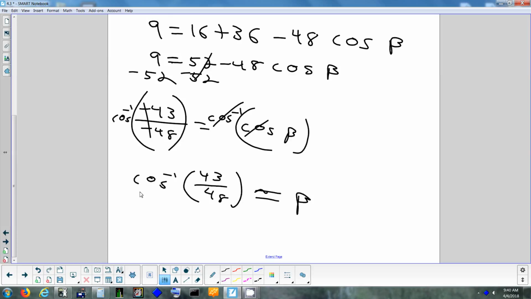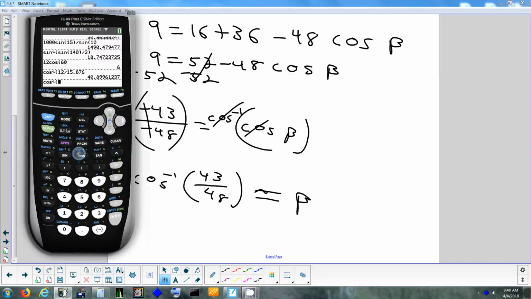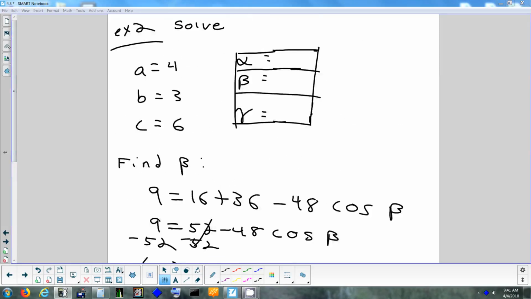But I'm going to check real quick. Bigger numbers in the bottom. I know 43 divided by a bigger number is going to come out less than 1. So that's a good sign. Inverse cosine, 43 over 48. And beta is 26.384. Okay. Any questions on that one?